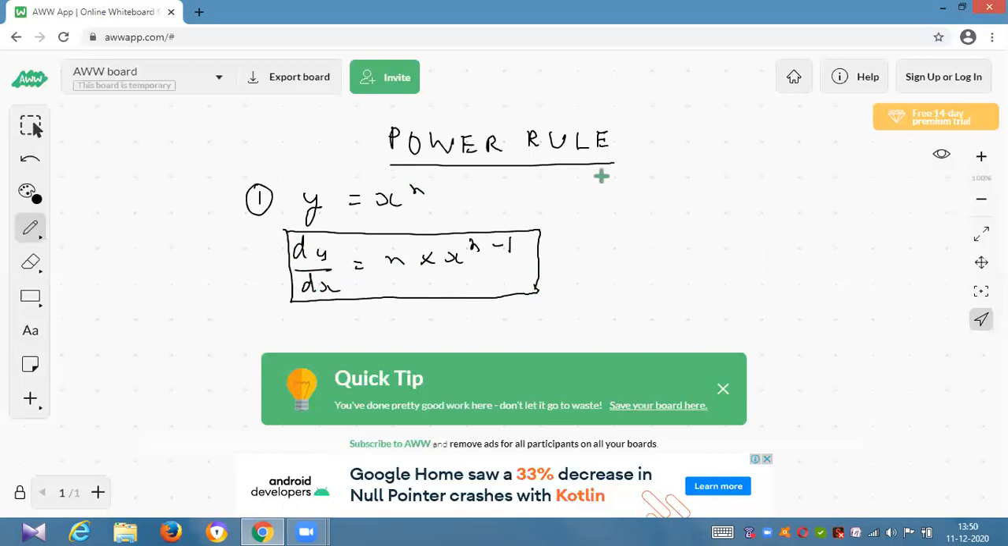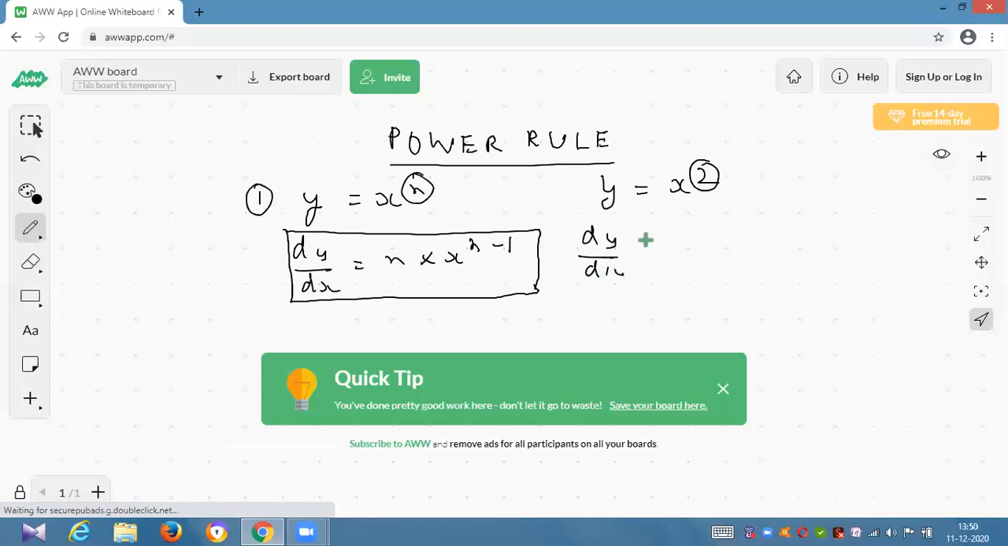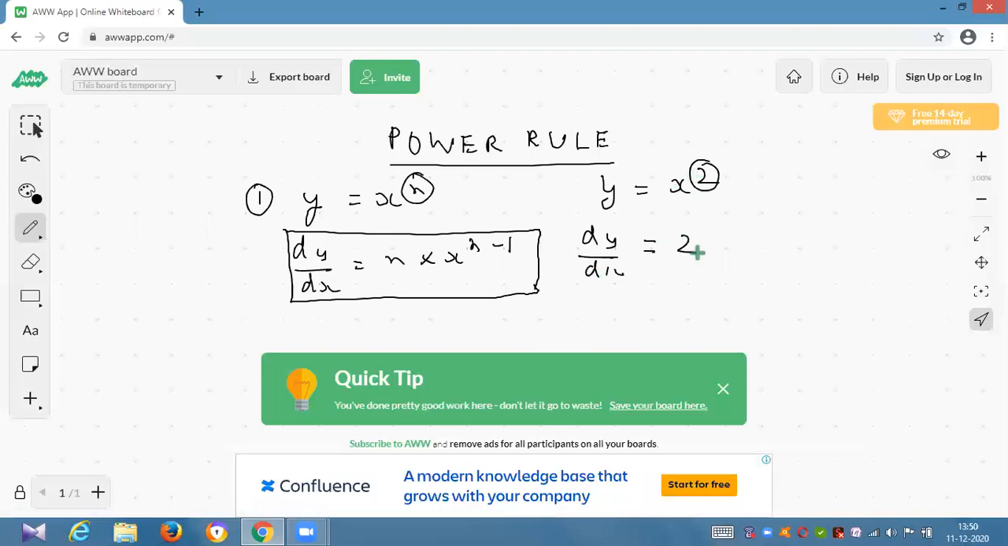For an example, if I write y is equal to x squared, the value of n here is 2. So if I now want to write the derivative of y, I can write using the formula 2 into x to the power 2 minus 1, which is nothing but 2x. As we have seen from the first principle also, the derivative of x square was 2x. So using the power rule, it becomes much easier, and we can find the derivative of x square as 2x.